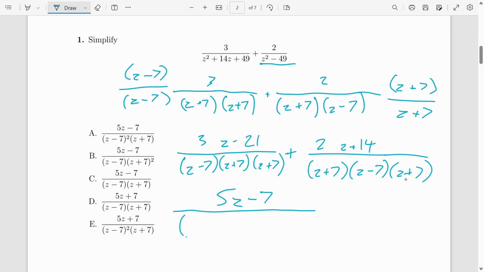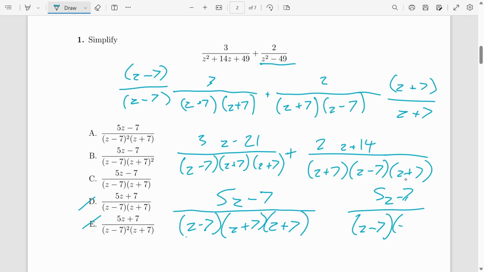With common denominators, you just rewrite one of them: z minus 7, z plus 7, z plus 7. So now we're here, and it looks like our answer is not going to be D or E because they have 5z plus 7 on the tops there. If we rewrite this as 5z minus 7 over z minus 7 times z plus 7 squared, that's going to be B.